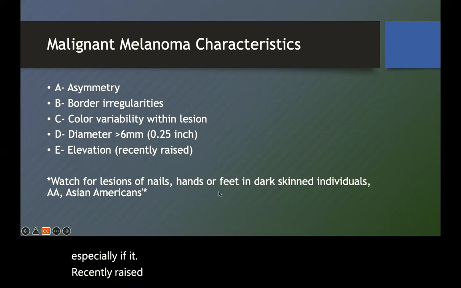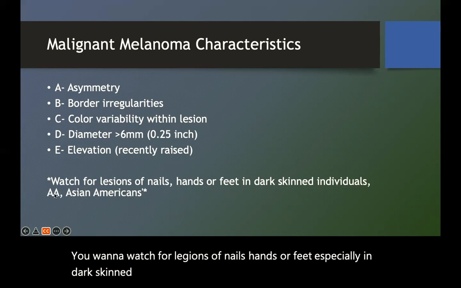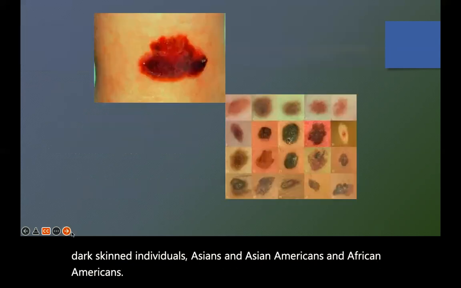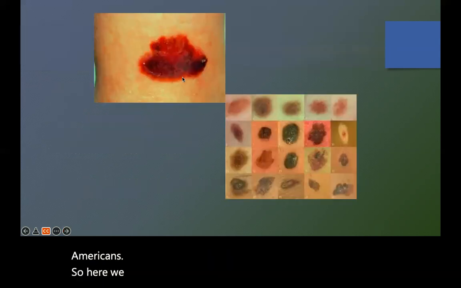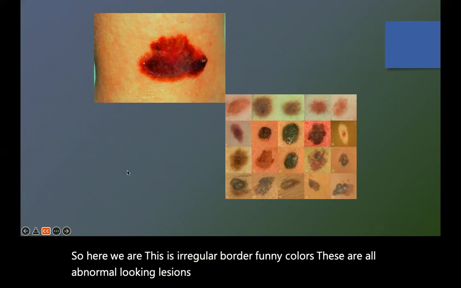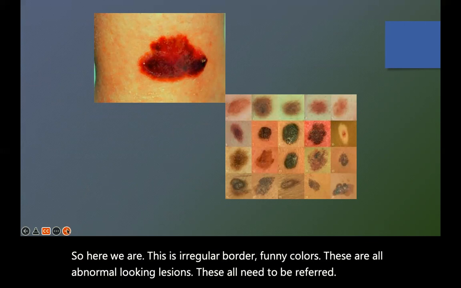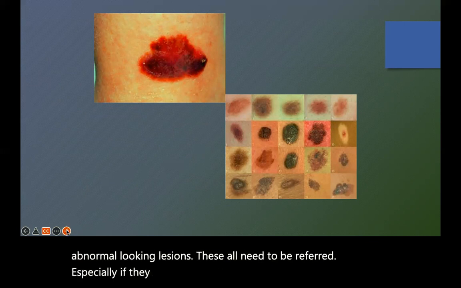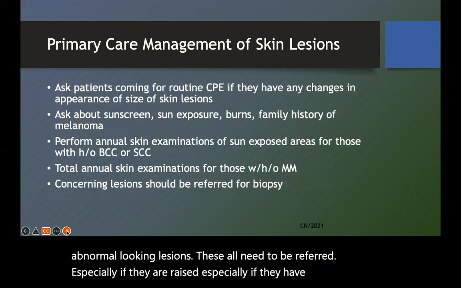You want to watch for lesions of nails, hands, or feet, especially in dark-skinned individuals, Asians, Asian Americans, and African Americans. So here we are. This is an irregular border, funny colors. These are all abnormal looking lesions. These all need to be referred, especially if they are raised, especially if they have raised suddenly.